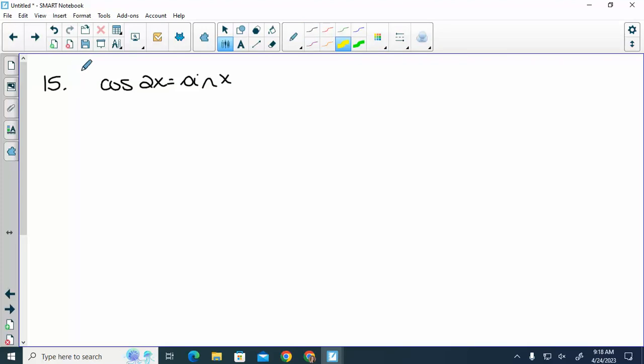So let's go to our identities. Cosine 2x, that's a double angle, so we could replace it with something. 1 minus 2 sine squared x, isn't it? Yeah. Okay, you have 3 options. We chose this one because it was a sine x on the other side. So, if I want to solve this, we need to get everything on one side.